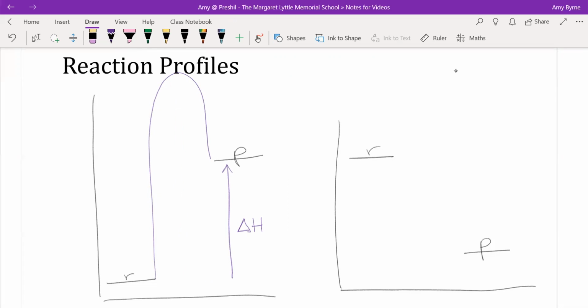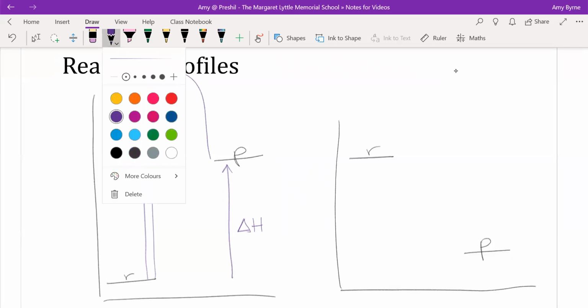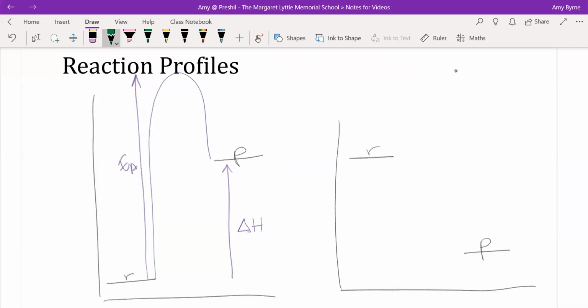I'm just going to move this slightly to the side here. So this is going to be my activation energy. However, when I use a catalyst, it decreases that activation energy. So that means that the E_A-cat is that green line. So it's still quite a lot of activation energy, but it is less than it was before.